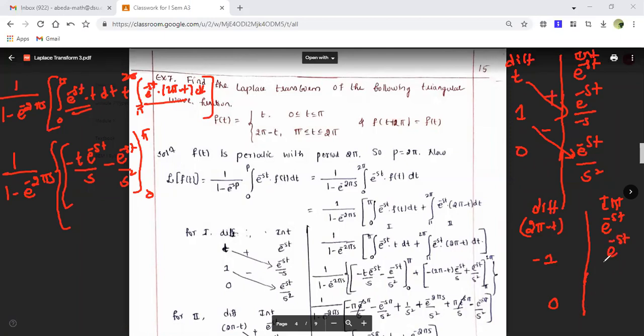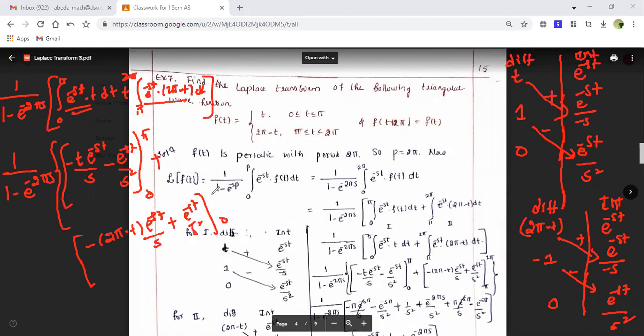Similarly here it is e to the power minus st upon s, e to the power minus st upon s square. Okay, so once we have done with this, again cross multiply with positive and negative sign and take the required integration. So this will be equal to minus 2 pi minus t into e to the power minus st upon s, and this minus into minus will become plus e to the power minus st upon s square. Okay, so this is from 0 to 2 pi. So this step is now done.